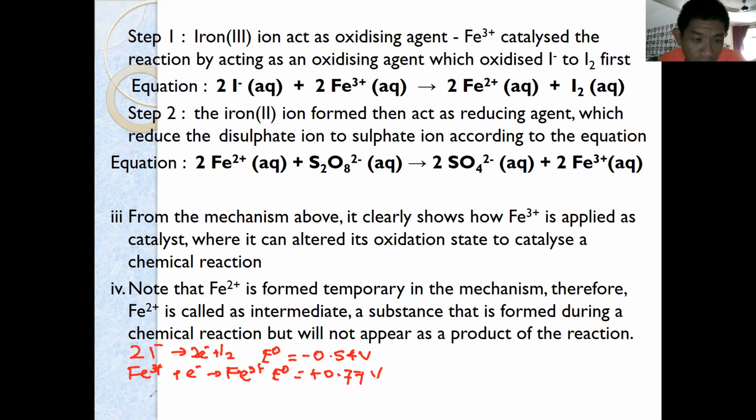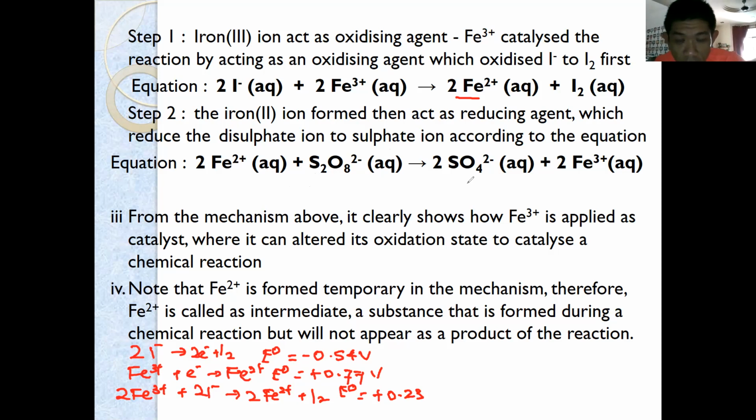So as a result, the overall equation, you shall have 2Fe3 plus plus 2I minus give 2Fe2 plus plus I2. So E naught is equal to positive 0.23 volt. So now throughout the process, you form Fe2 plus. Then this is further used as a reducing agent, where the Fe2 plus will react with the persulfate ion accordingly.